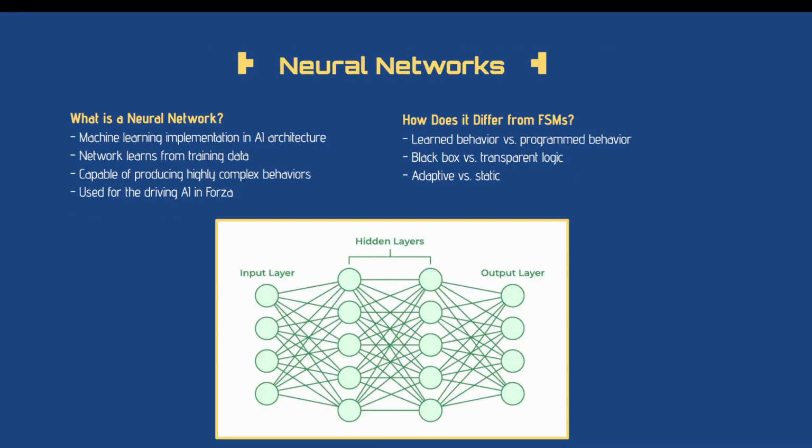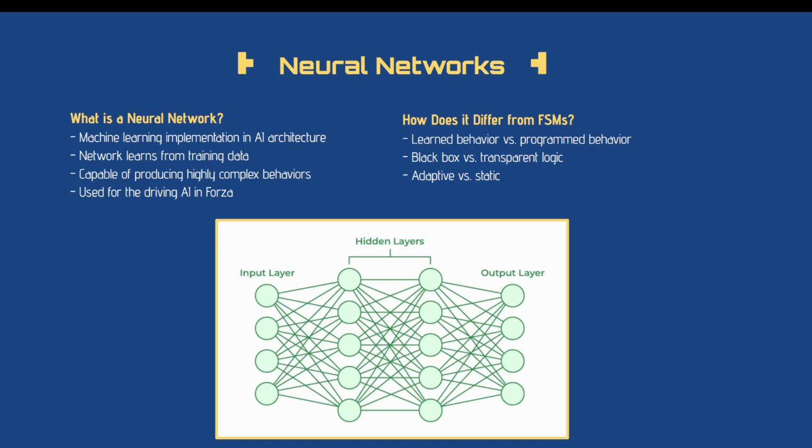The last thing is a neural network. This is a machine learning implementation of AI architecture, and the network learns from training data. It's capable of producing the most complex behaviors so far. It's used in driving AI in Forza games. This has learned behavior versus the pre-programmed behaviors we've got in other states. And instead of being transparent, there's a black box between them, which we don't know what goes on in there. It's more adaptive, it's the least predictable because entirely new behaviors can emerge, but it's also by far the hardest to debug.